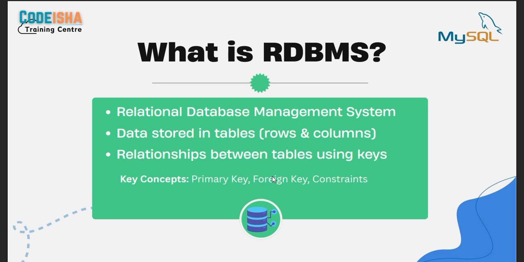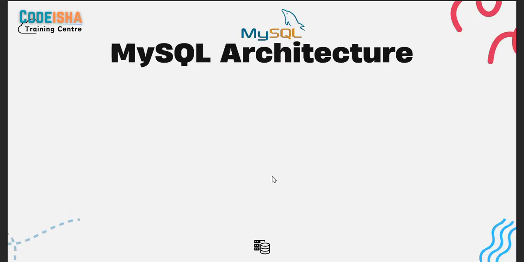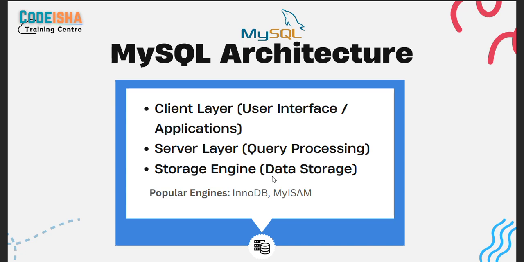Coming to the architecture, the client layer is the user interface or applications like a web page or web form. The server layer is query processing. The storage engine is data storage, whether it is MySQL, Oracle, or any other related database. We call it the storage engine. The popular storage engines are InnoDB and MySQL.